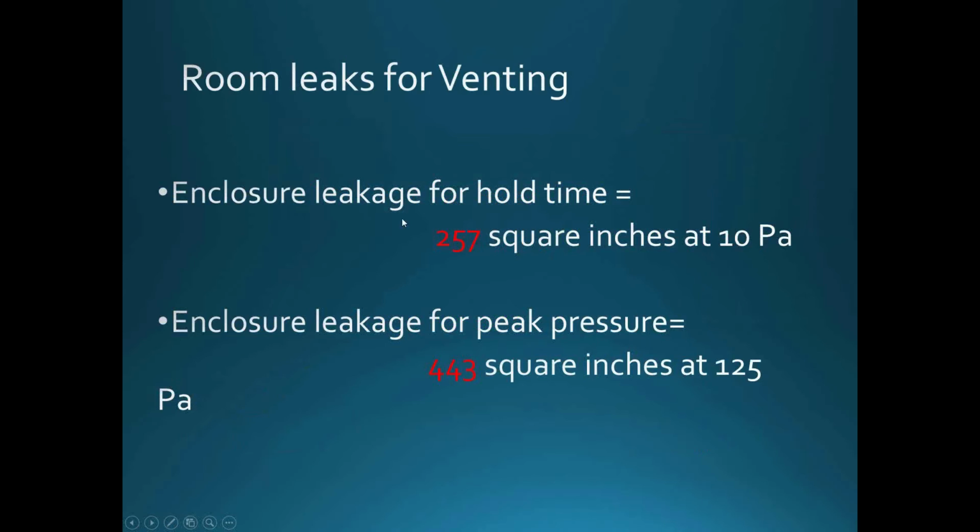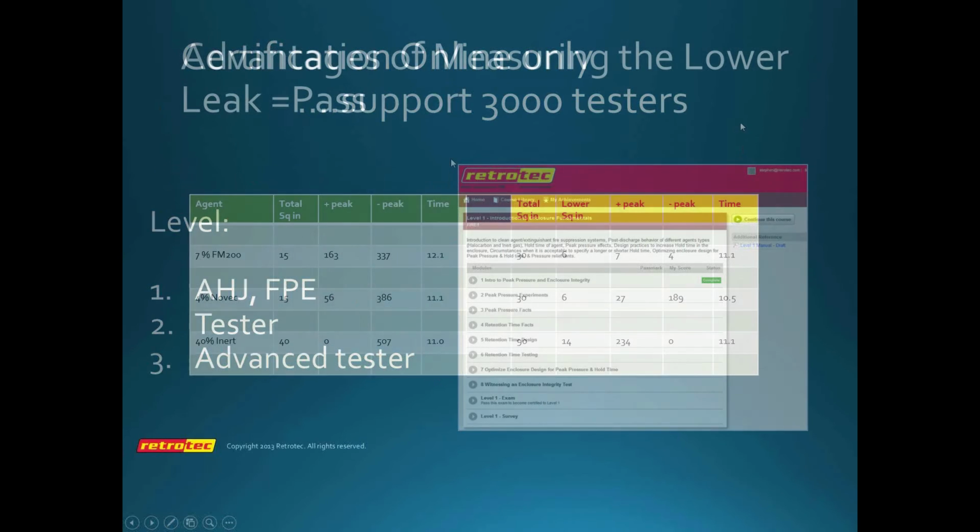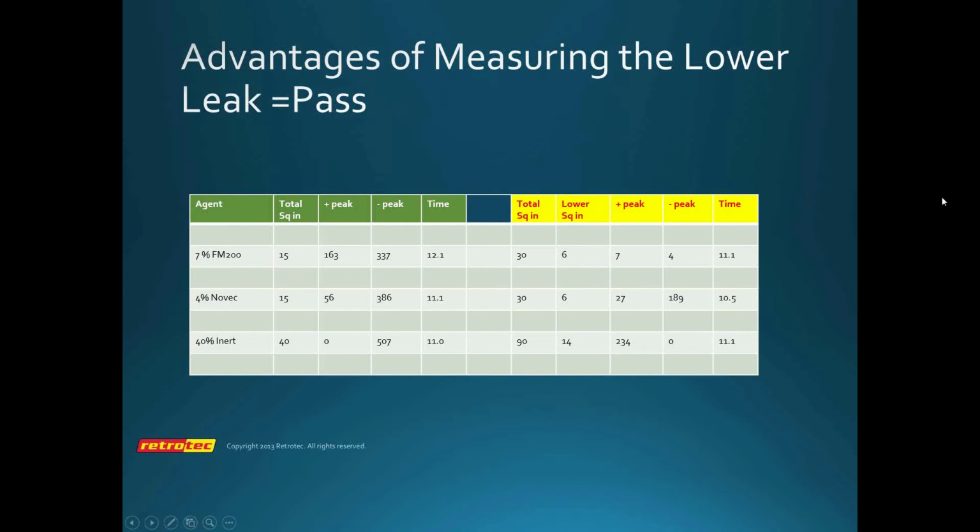So here we're comparing enclosure leakage for hold time, 257, and enclosure leakage for peak pressure, 443. So that's why we're getting the advantage that I showed you before. Now we're going to touch on the advantages of measuring the lower leakage.